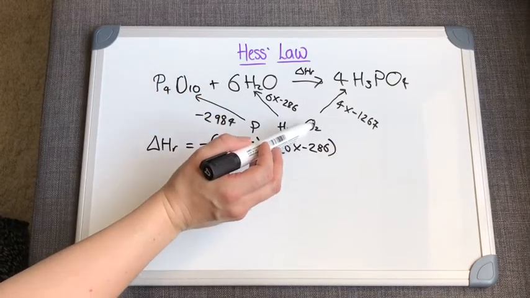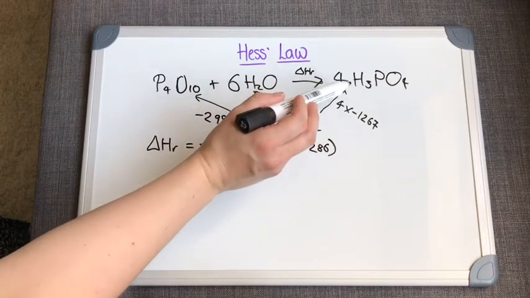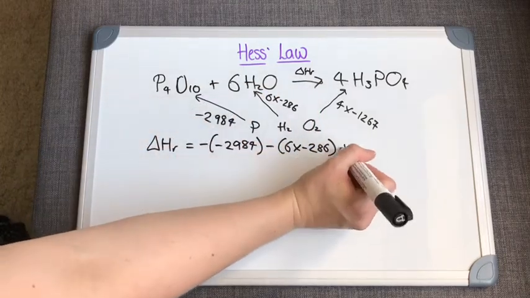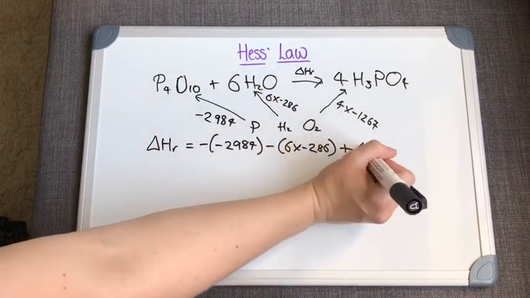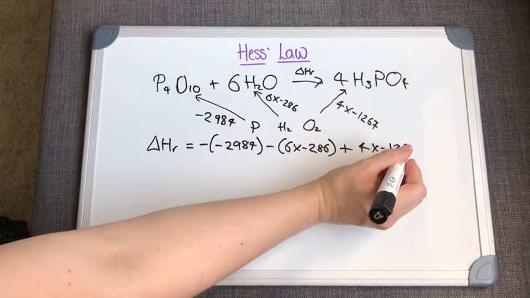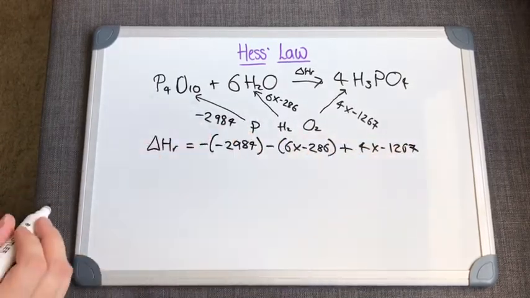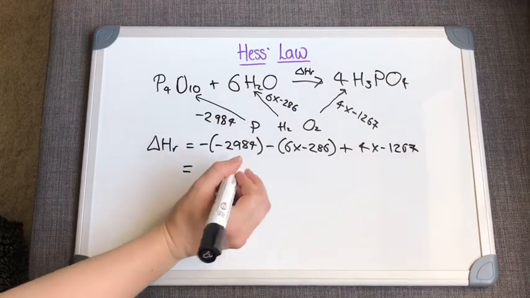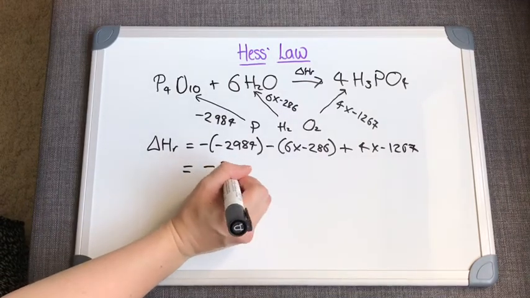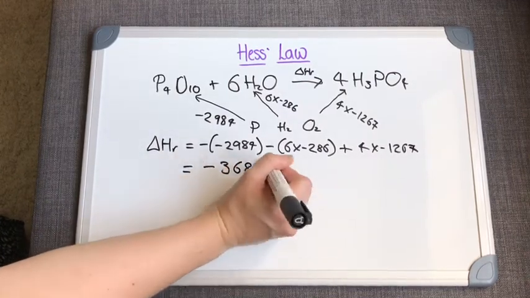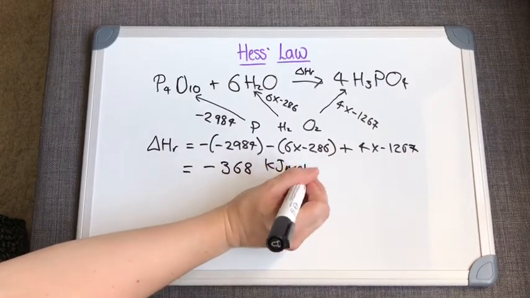From here, I'm moving the correct way up this arrow in the direction that it's showing, so I'm going to add on these values here. Now when I put all of that into my calculator, it comes out as minus 368, and that's in kilojoules per mole.